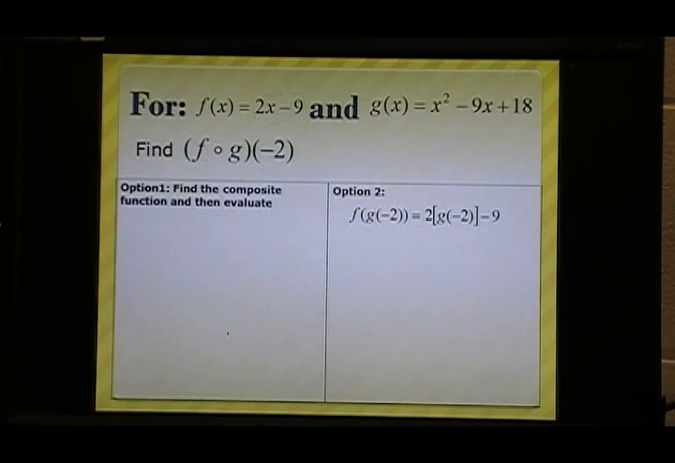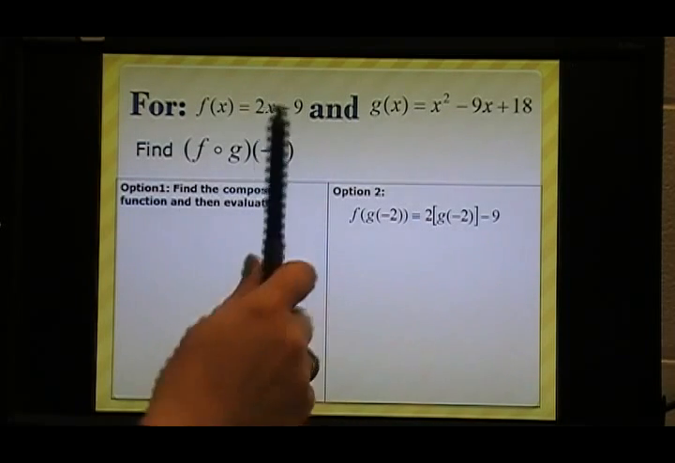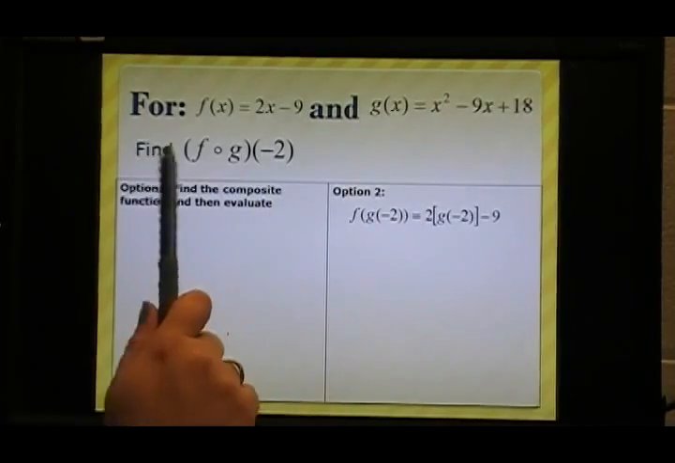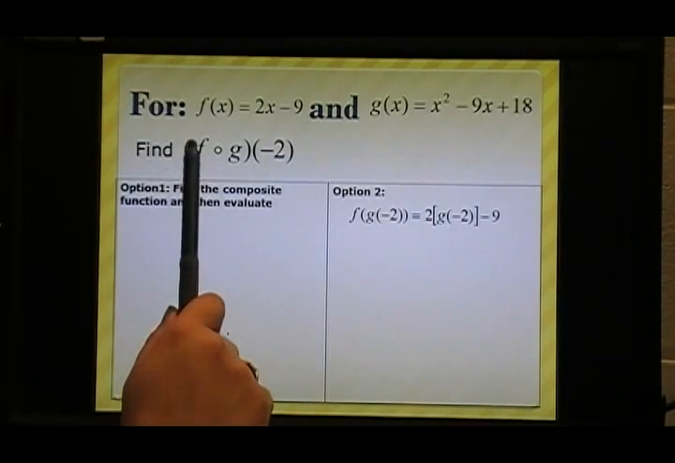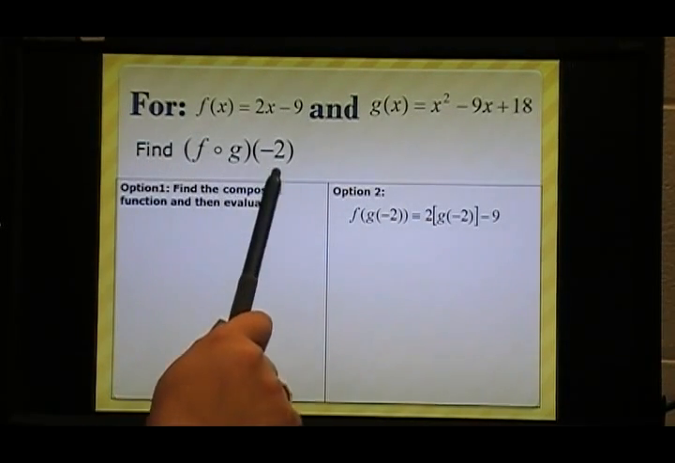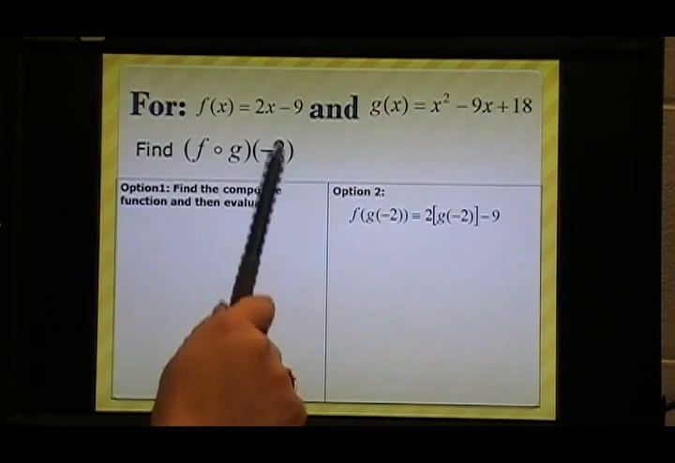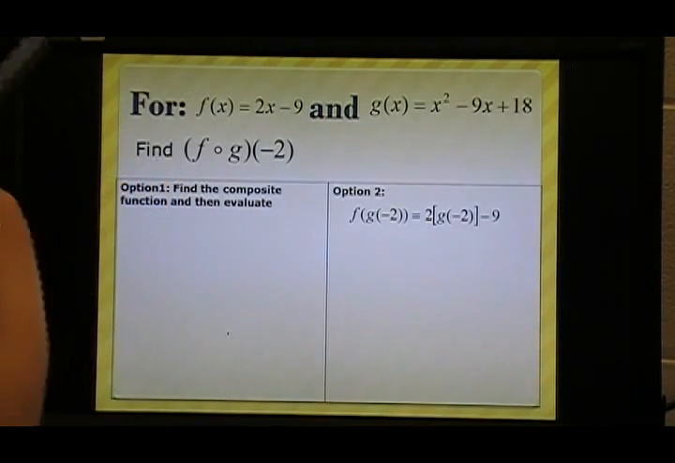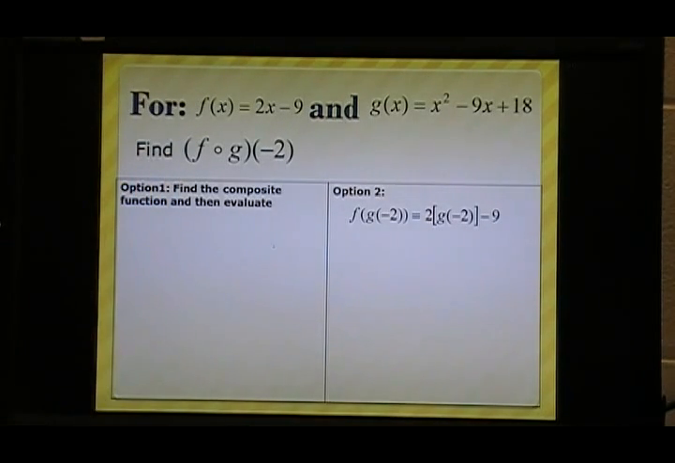All right. So, the same two functions. We want to find f of g of -2. So again, since we have this number here rather than the variable, this is asking us to evaluate the composite function.